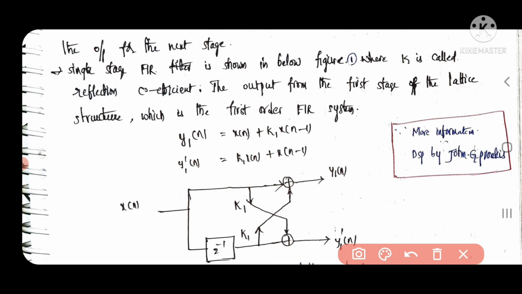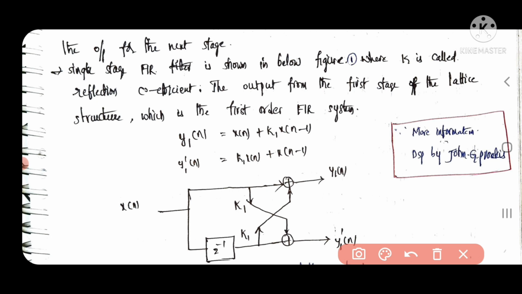So the output from the first stage of the lattice structure, which is of order 1, that is, we are considering the first order system. First order system means that obviously it consists of only one delay element. So that is one of the most important points, guys.